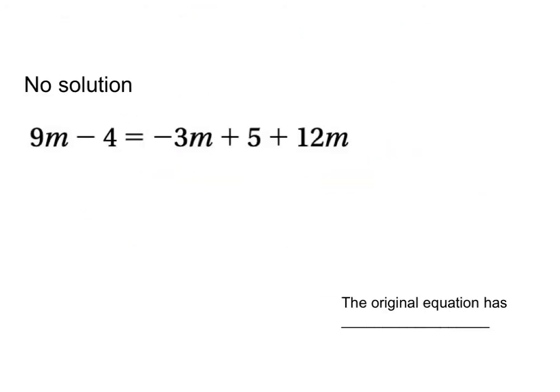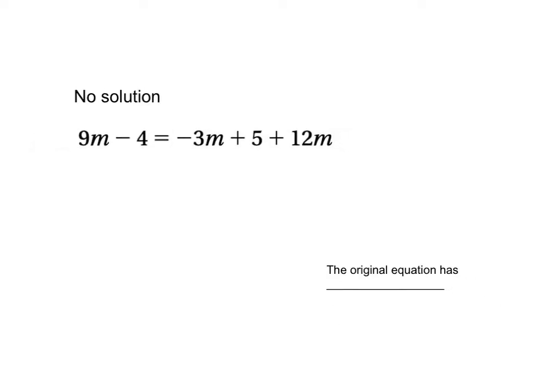The other thing that could happen is we could have no solution. Okay, so let's look at one with no solution. So we've got negative 3m on the right and 12m. So remember, we want to combine these two. So let's rewrite it as 9m minus 4 equals negative 3m and 12m become 9m plus 5.